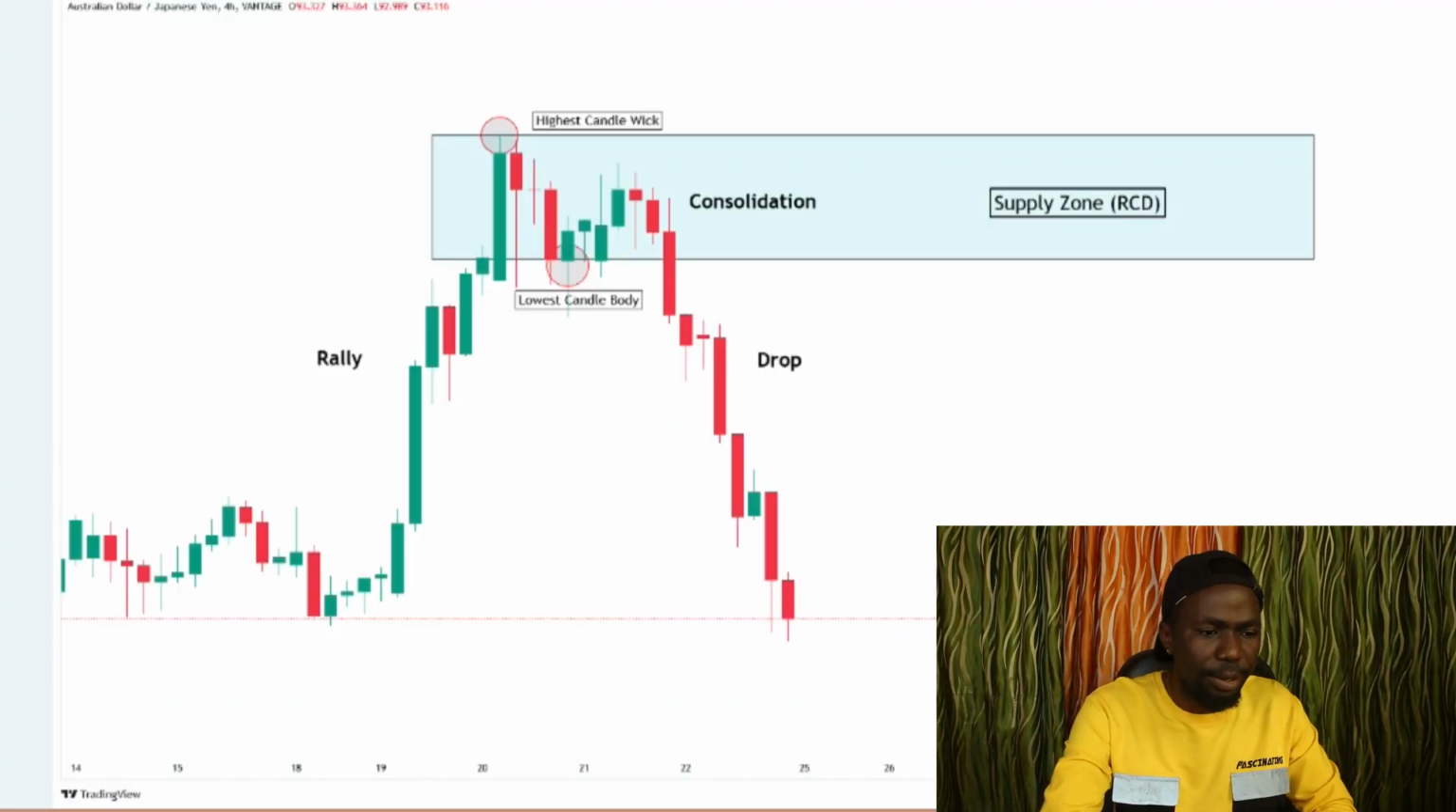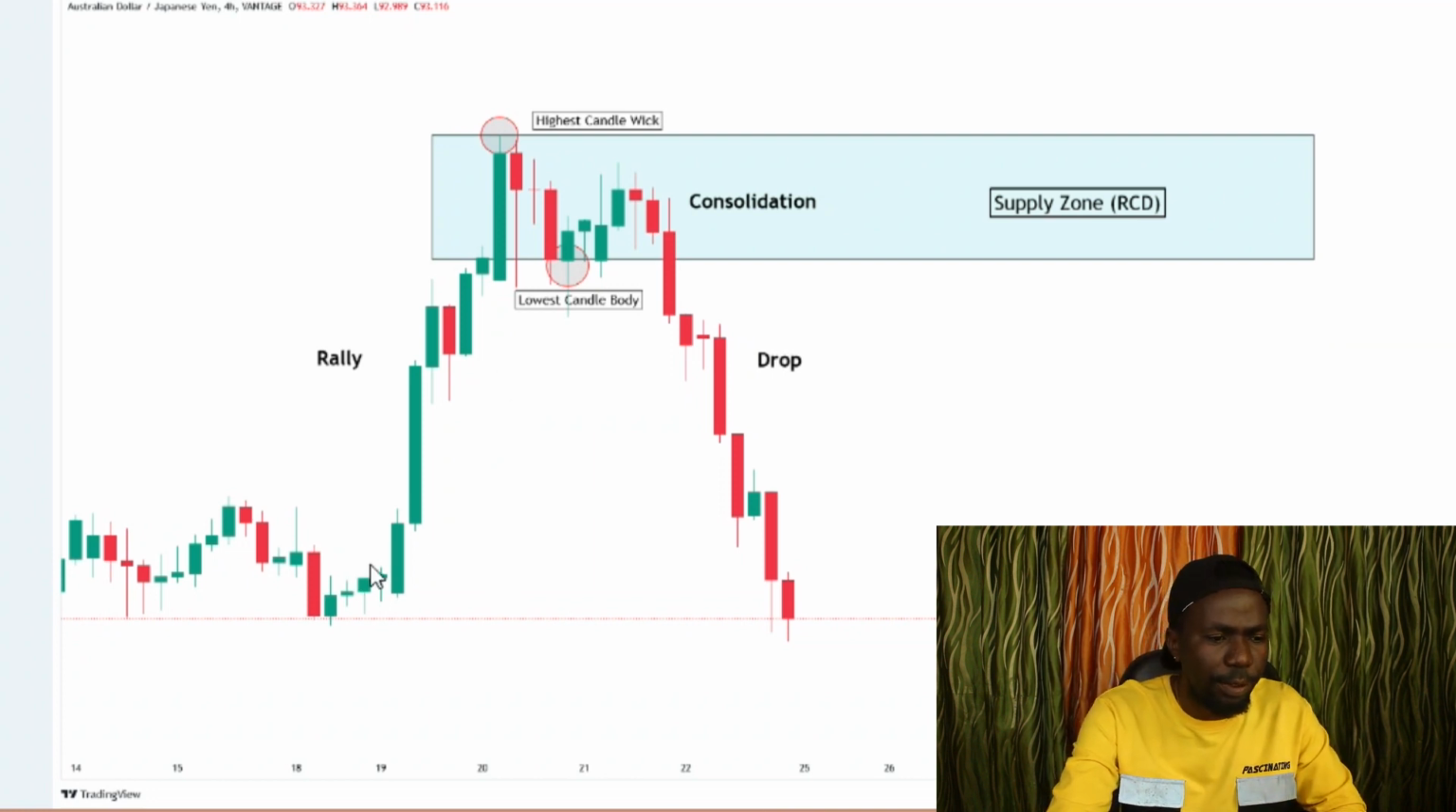Now just look clearly on this chart, right? You can clearly see that the price was formerly in an uptrend. That is how we have the rally. So this is what we call the rally base drop. If you watch clearly, you will see that the price was formerly in an uptrend, right? That is what is known as the rally.